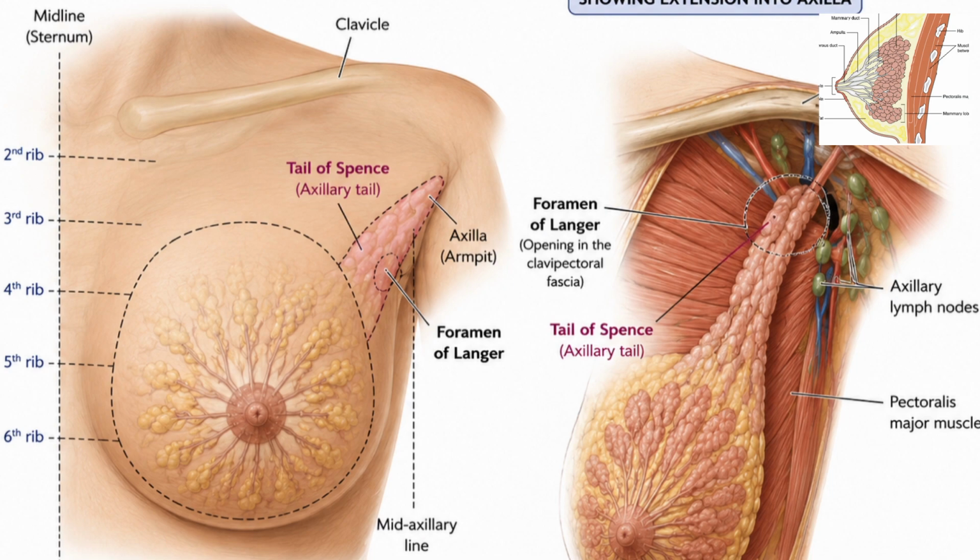So vertically it extends from 2nd to 6th rib. Horizontally it extends from the lateral border of sternum to mid-axillary line.